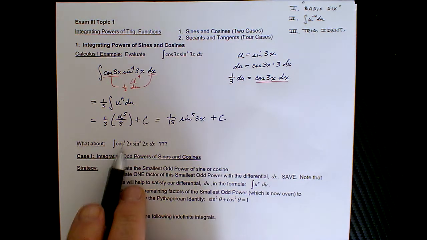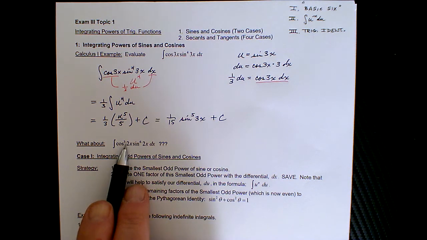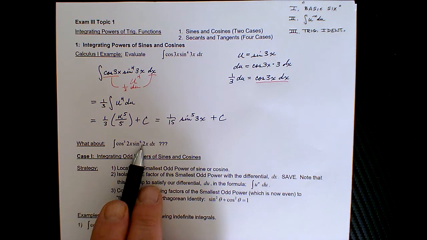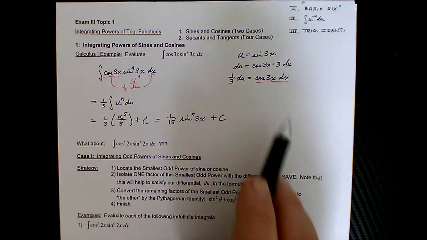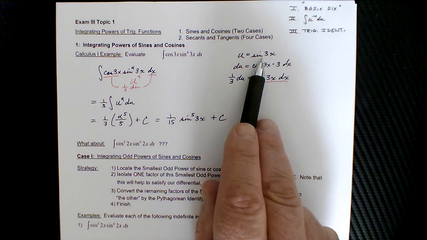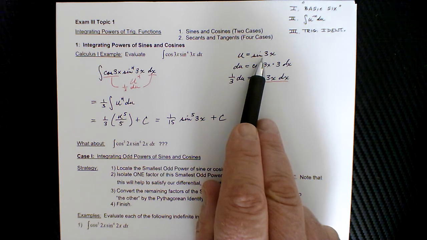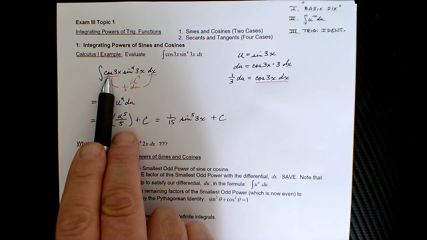So then the question becomes, what about an integral like this? Let's say cosine cubed of 2x sine to the 6th of 2x. In the Calc 1 example, we were able to choose u to be the sine of 3x, and the du was there automatically being the cosine of 3x.